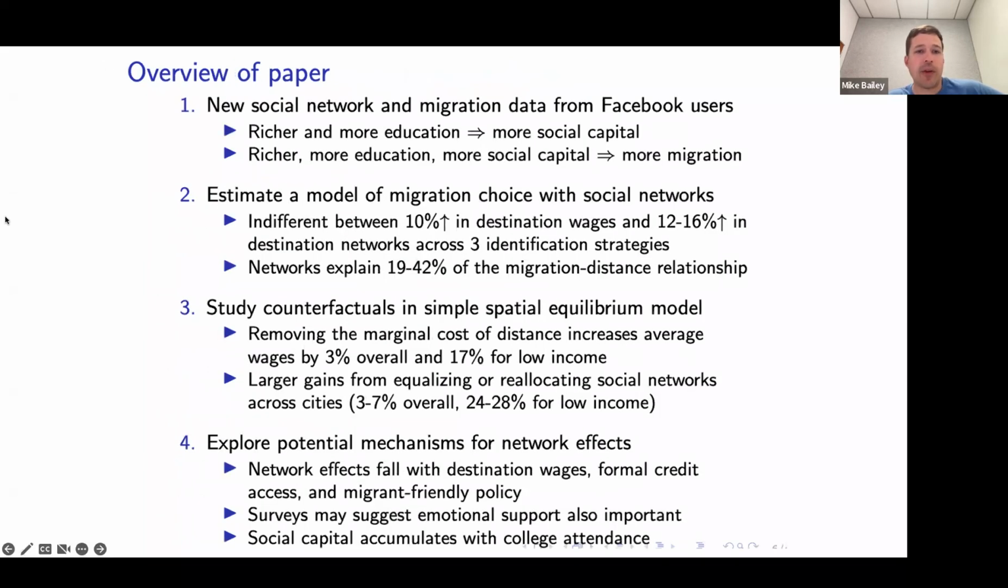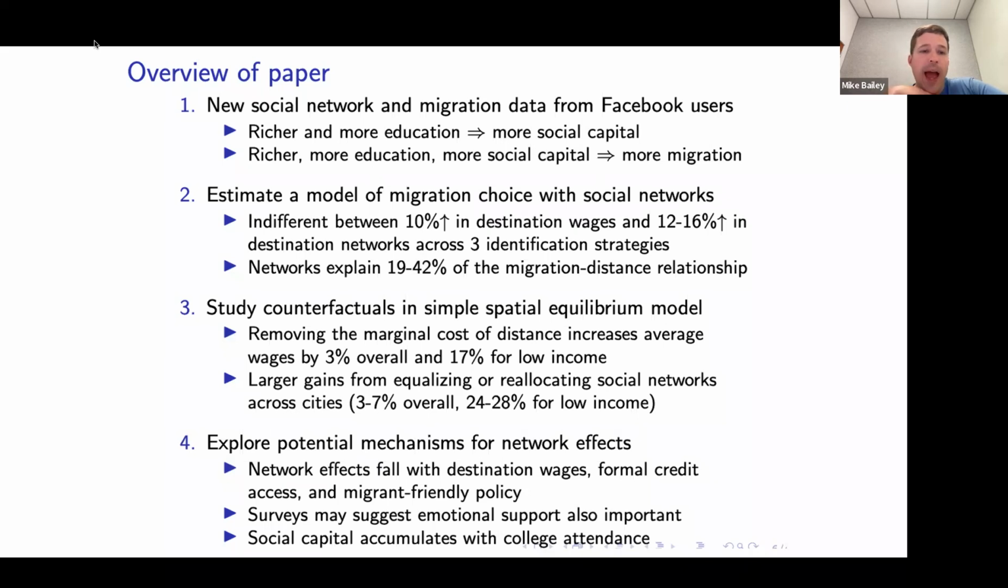And the high level results of what we find are: people who are richer and more educated have more social capital, so they have more friends living in rich areas. If you're richer, more educated, and have more social capital, you're more likely to be able to migrate to rich areas. We estimate models of migration choice with social networks. And what we find is people are about indifferent between a 10% increase in the wages of where they move and about a 12 to 16% increase in friends in that area. So you'll be willing to move to an area with a lower wage if you have more friends in that city.